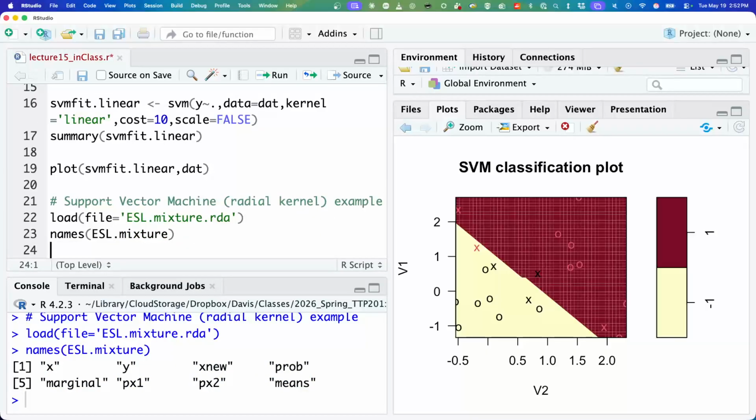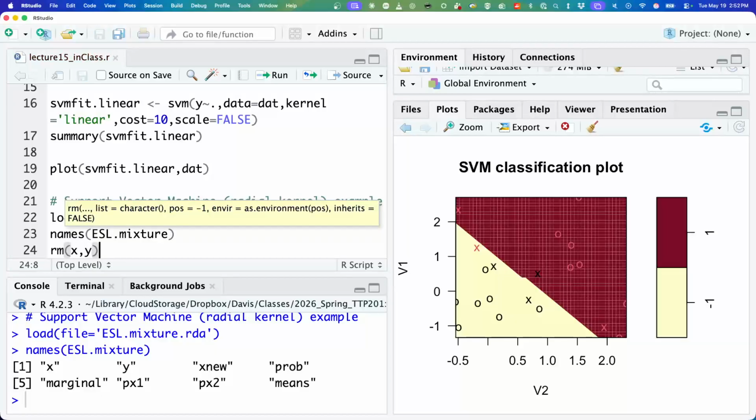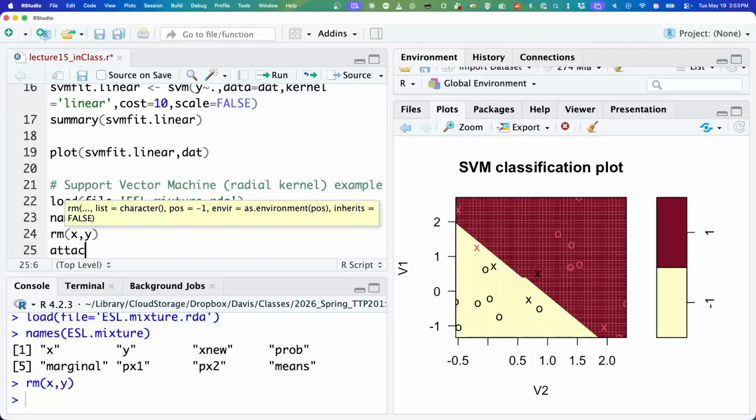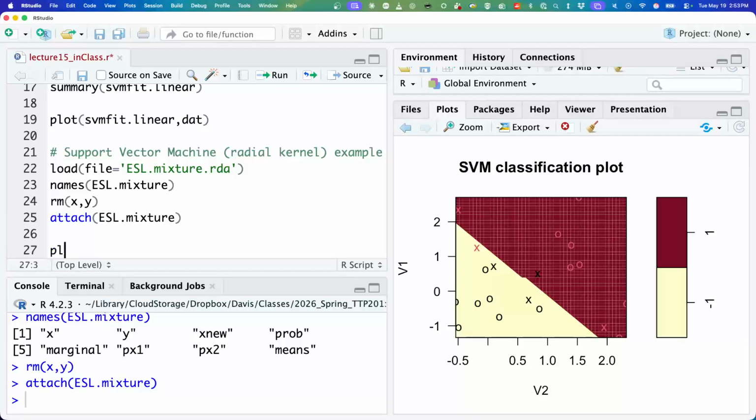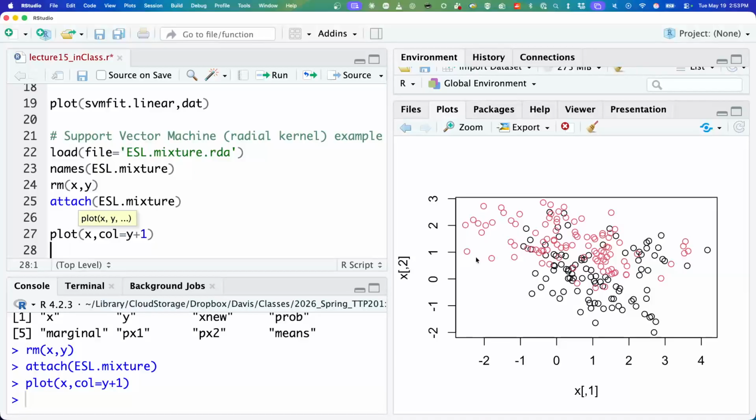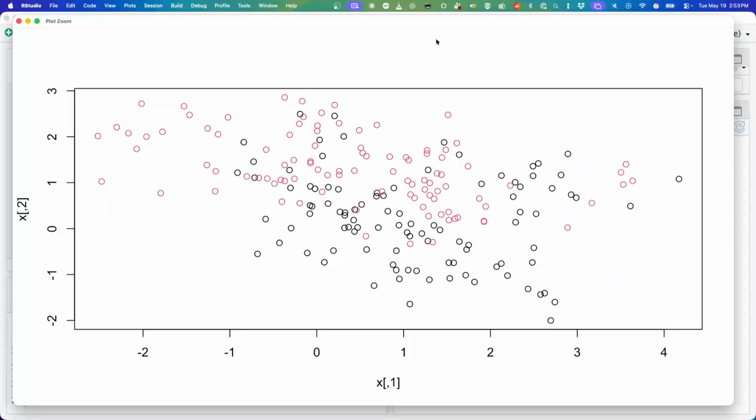Here we have a bunch of different columns: x's, y's, predicted, probabilities associated with each one, the marginal classifier curve. We only need a few of these. So what I'm going to do is plot x. Okay. So here is our new data.